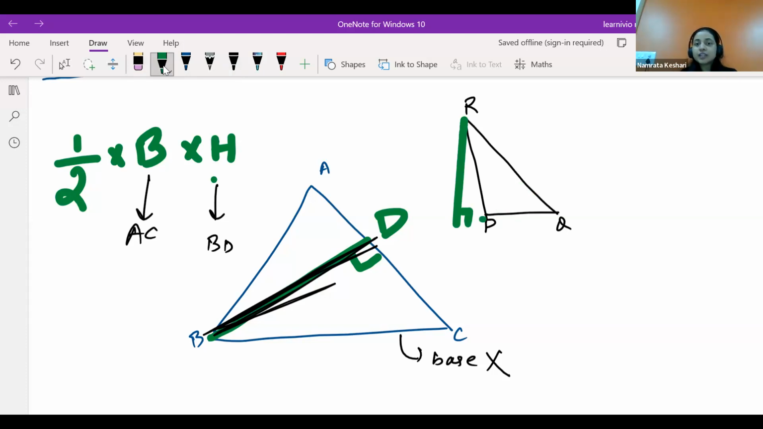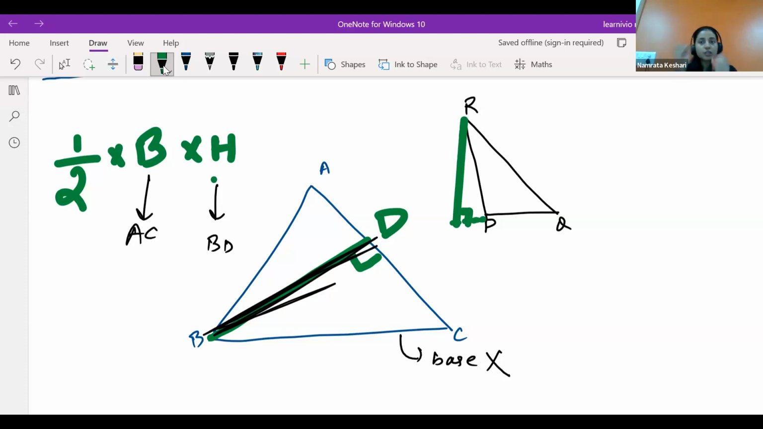So for finding the area of the triangle, will this height, which is lying completely outside the triangle, be considered? Yes, this is the height over here, and this height will be considered for finding the area of this triangle PQR. Okay, so height can lie inside and it can also lie outside, that is completely okay.